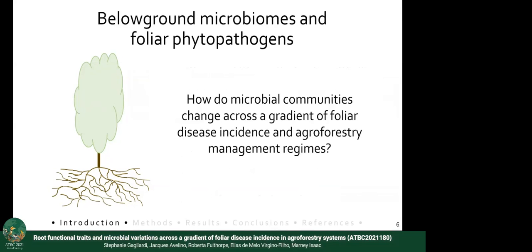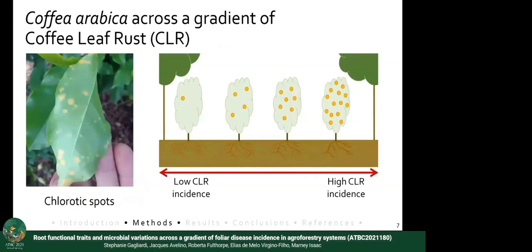The goal of our present study is to compare the plant-associated microbial communities across both a gradient of foliar disease incidence and across different agroforestry management regimes within a single plant genotype. Using one variety of Coffea arabica as a model species, we characterize specifically the coffee root fungal endophyte populations across a gradient of coffee leaf rust, or CLR, which is a prominent fungal disease in coffee systems around the world that can be detrimental in coffee producing regions.